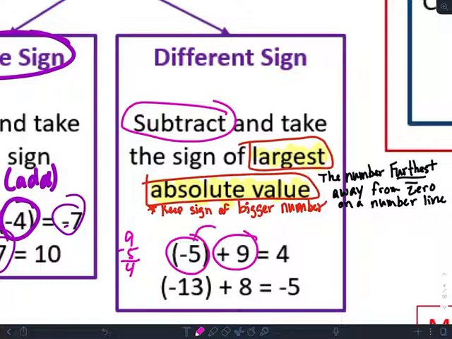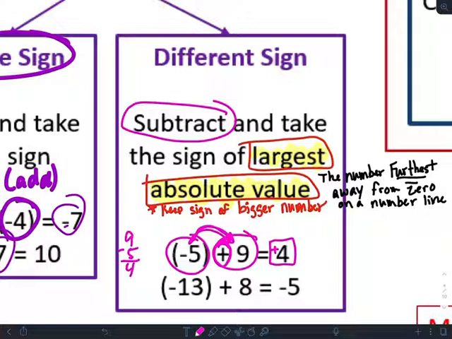Now look at these two numbers. Which one has the largest absolute value? Well, the 9 is greatest, right? So that one's furthest away from 0. Since the 9 is positive, your answer will also be positive. Again, we do not have to put this, this is just for instructional purposes, but we know that our answer is going to be positive.